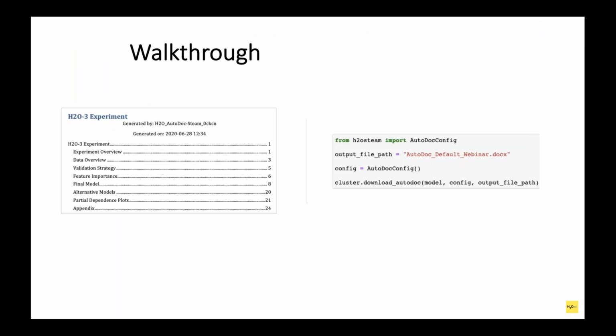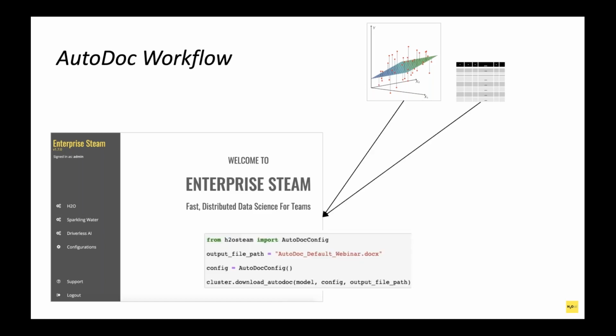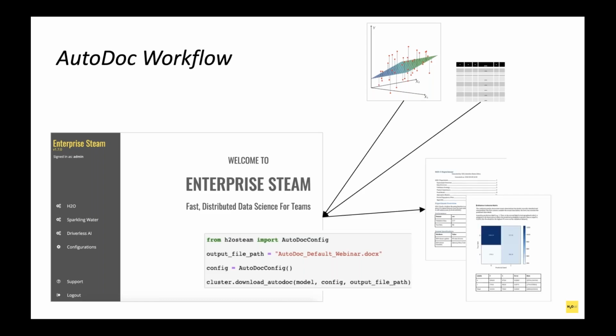So we've completed the walkthrough of both the rendered Autodoc and the code example. And to summarize the workflow in a visual, what you need is your data set and model, Enterprise Steam to launch your cluster, or if you don't have Enterprise Steam, that's okay. But what you would do is you'd pass in your model and your data to the Autodoc Python client code, and then it's going to output a model documentation for you.